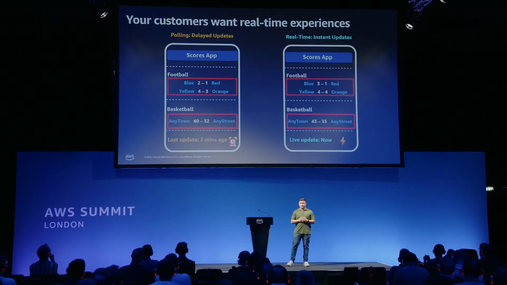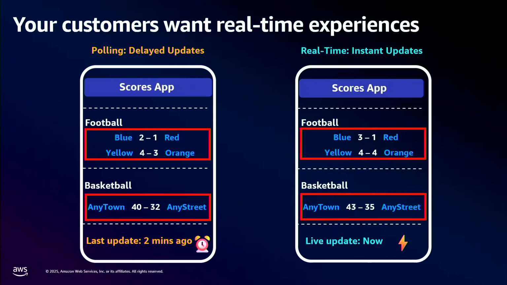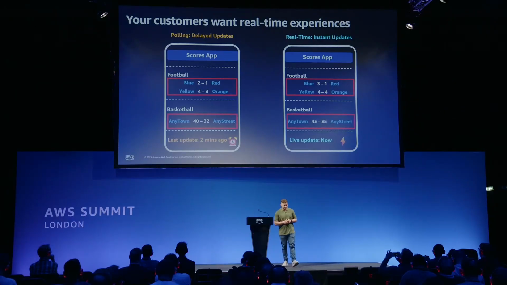On the right, we've got the same app, same data, but with real time. Scores change as they happen. No refresh, no waiting about, just a seamless experience that keeps users engaged and coming back to your application. So this shift from polling to real time is what users want.